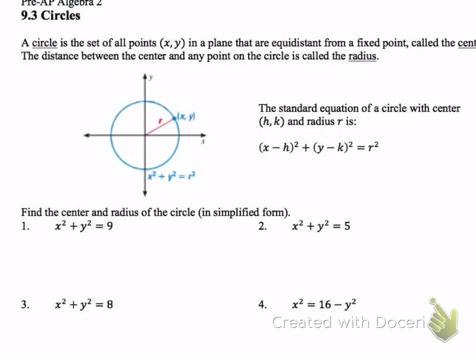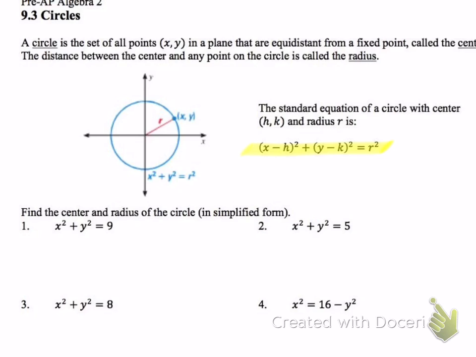So for 9.3, we'll try to make this pretty quick. This is the general formula. You will be given that. Remember, there are no numbers in front of the x's and the y's. There's no coefficients. And it's all equal to the radius squared.